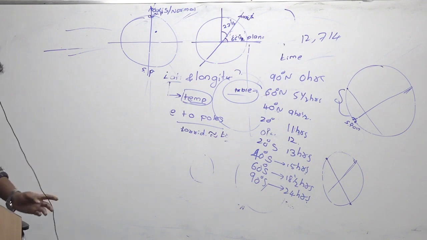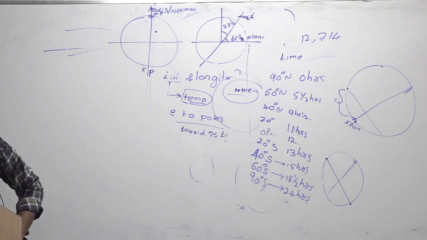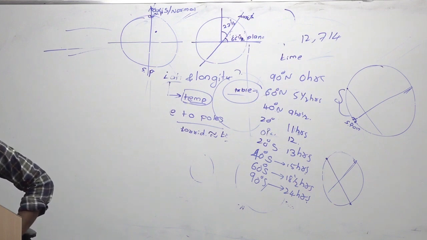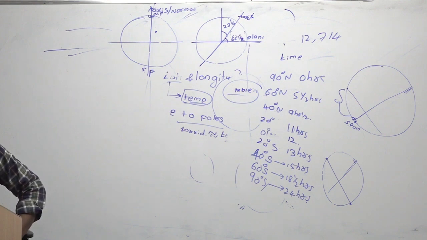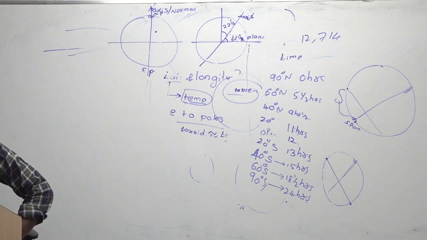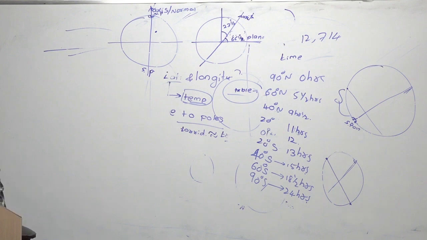Next, March equinox. Here, it is also called as vernal equinox. So March 20 to 21.